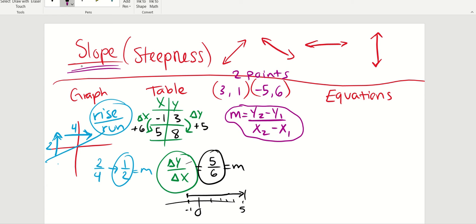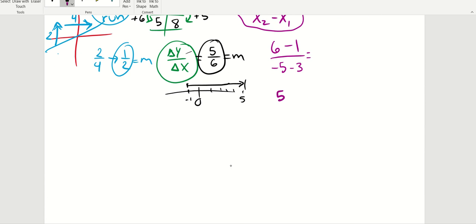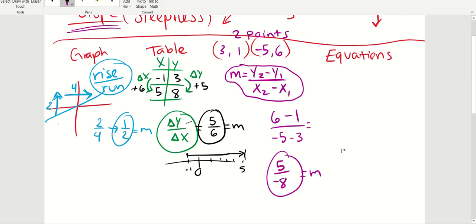Okay, so then you grab your y values and you subtract them, y2 minus y1, so 6 minus 1, over x2 minus x1. So x2 meaning the second x value minus the first x value. You can type this in your calculator and press enter and get an answer, or you can just do this in your mind. 6 minus 1, that becomes 5. 5 over -8. Okay, so that is your slope for the 2 points.